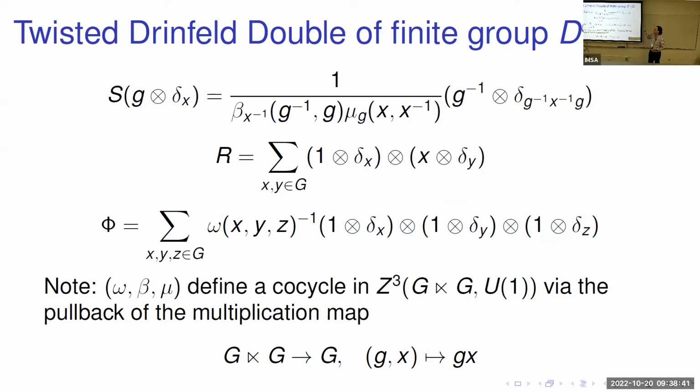But all this information, all this omega, beta, mu, you can just wrap up in a cocycle in a specific simplicial set. Namely, you take G acting on G by conjugation, and you get an appropriate cocycle here, and all the information that you need to put on the twisted Drinfeld algebra is located in just a simple cocycle. You simply do a pullback of a map, and then the whole information is there.